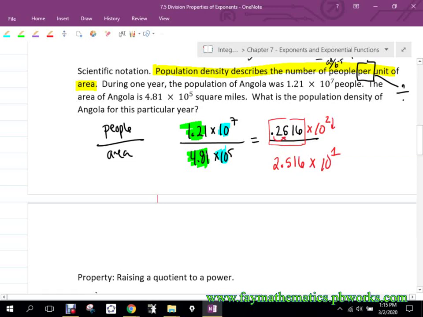Now, usually writing things as times 10 to the first is kind of trivial or silly. It just means move my decimal 1 spot to the right, correct? So when I say 2.516 times 10 to the first people per square mile, that really means 25.16 people for every 1 square mile. So when I go back to my picture, I would have 25.16 dots in that square. That's the idea of population density. Does that make sense? Lindsay?